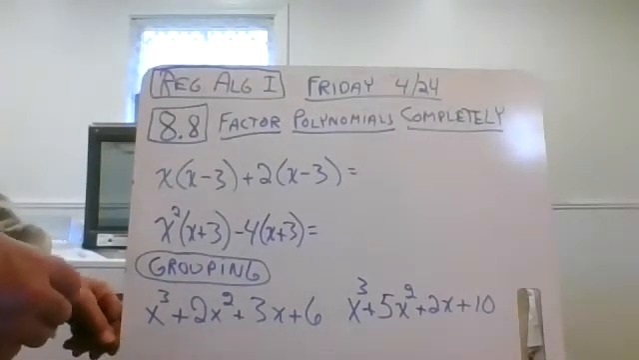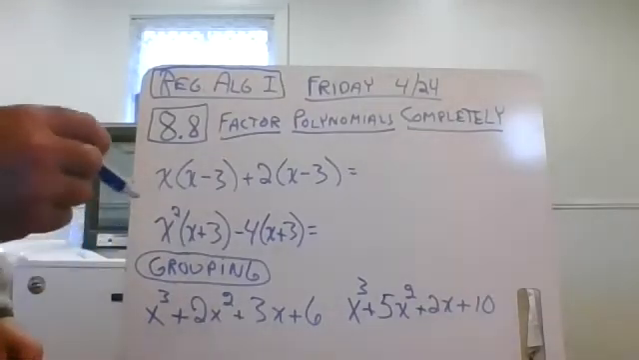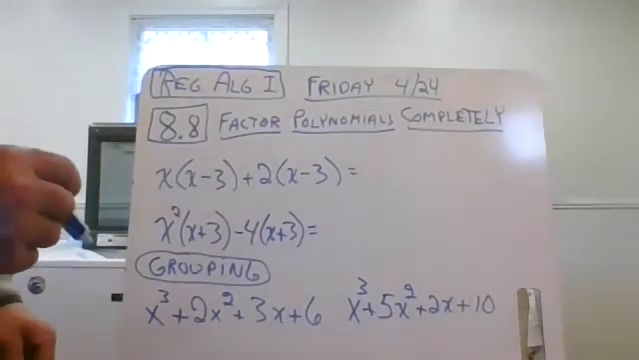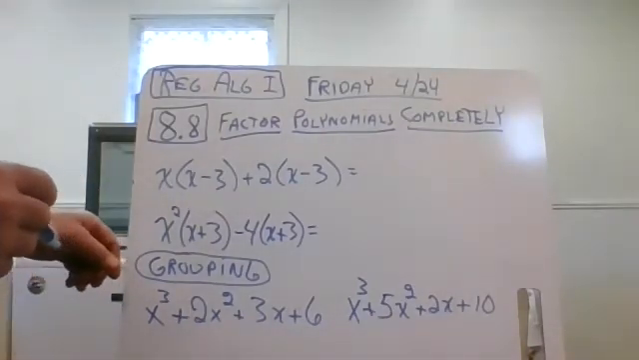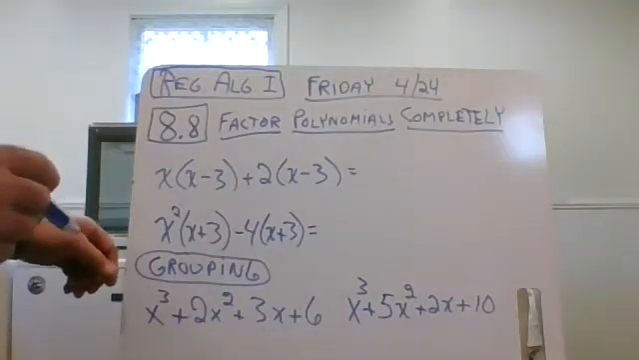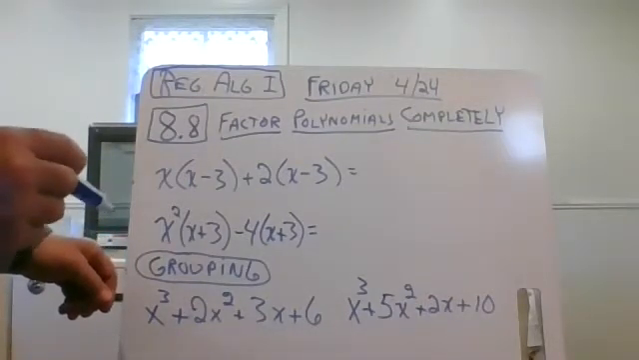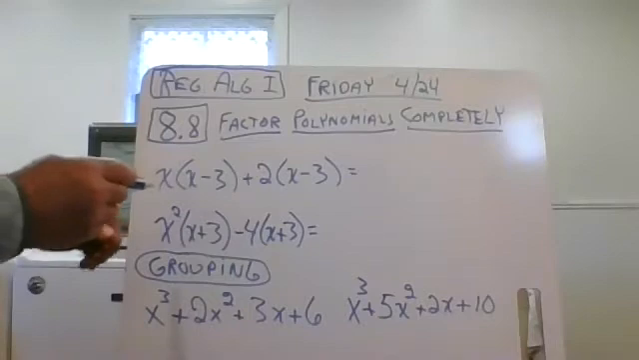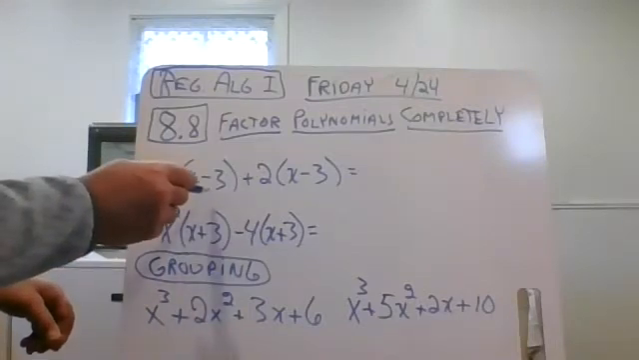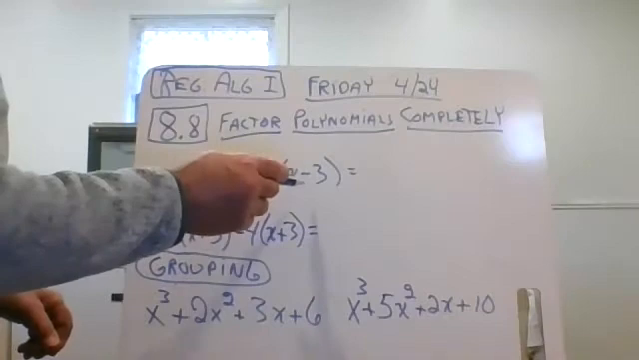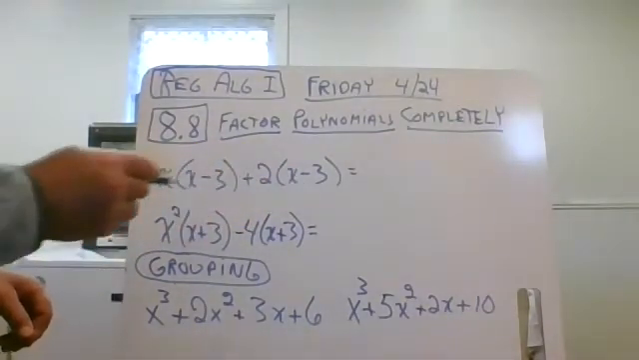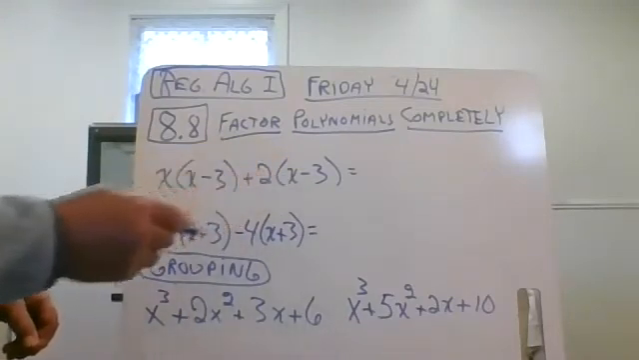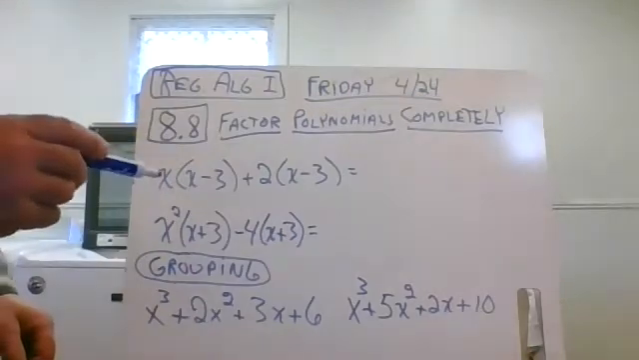Okay, now there's one special type of factoring we haven't done yet that I'm going to teach you today. And to start with, I'm going to give you a couple problems that's going to come up with this new method. Take a look at the first problem here. x times (x minus 3) plus 2 times (x minus 3). Now that's not factored. That's a sum of factors. We need to write it as a product.